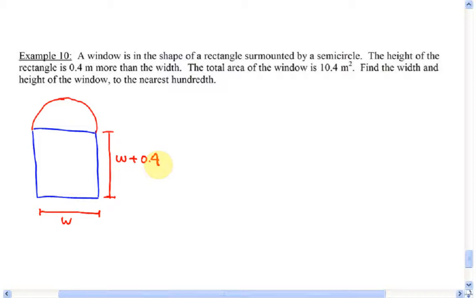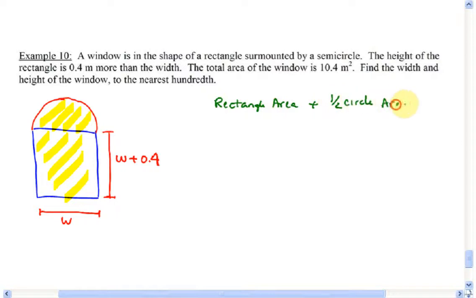Now, it says the total area of the window is 10.4. That means it's the rectangular part and the half circle. Those put together give you an area of 10.4. So let me write this down for you, okay? So it's the rectangle area plus half circle area. That actually equals the total area of 10.4. So my question to you now is, let's see if we can come up with an expression for area. You like to do easy stuff first, right? Let's do the easy stuff first. Which one's easier, rectangle or circle? Rectangle. So what's the area of the rectangle then in terms of W?